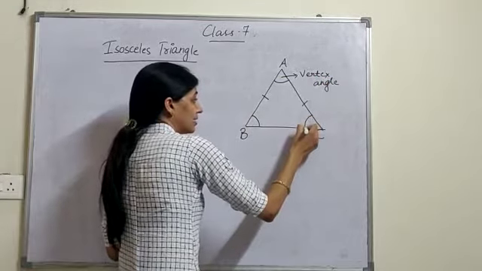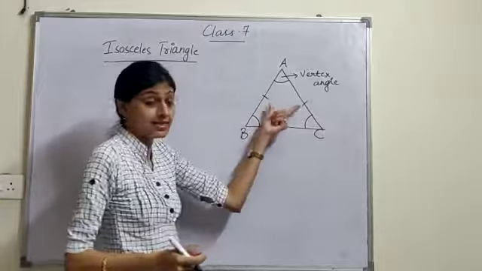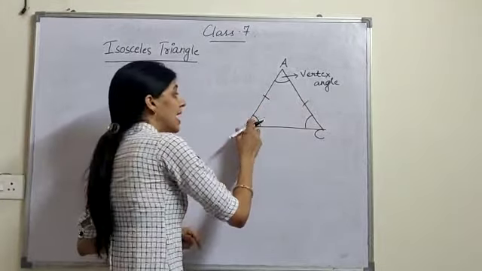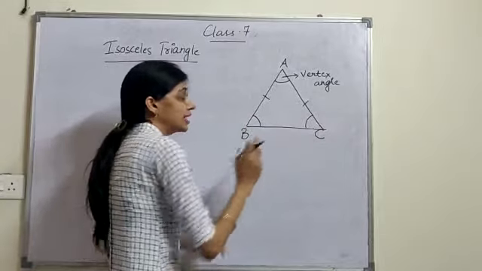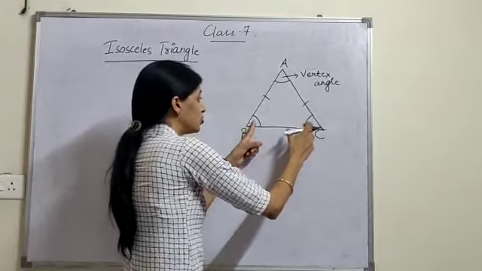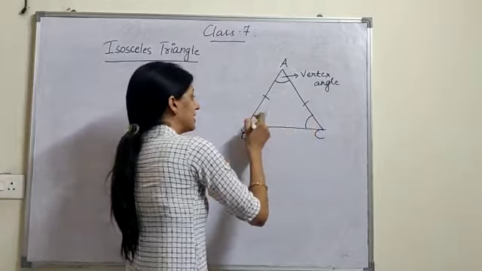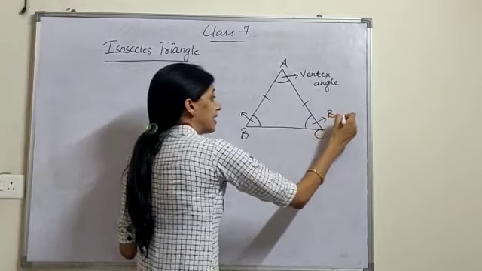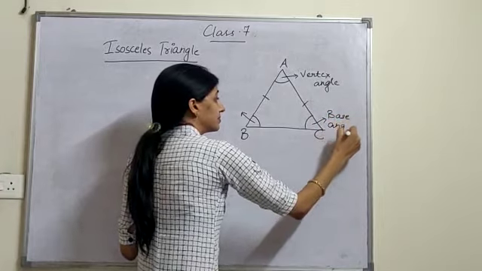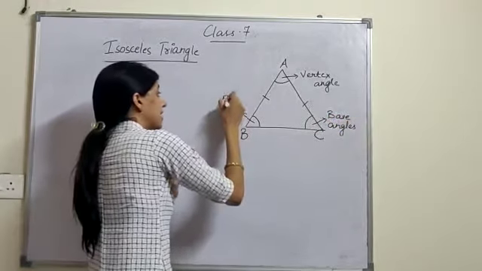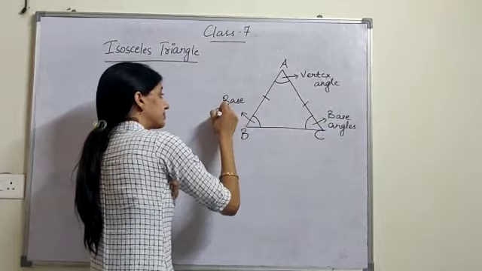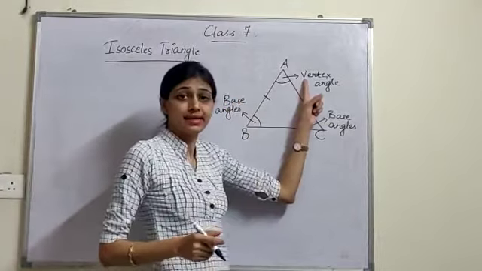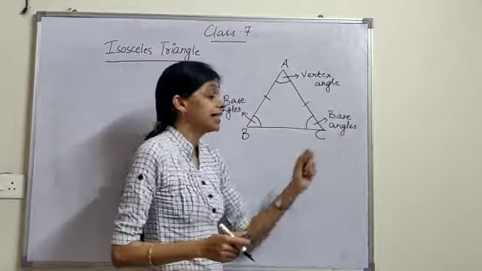and the two angles opposite to the equal sides are also equal. So these two angles with equal sides are known as base angles. Base angles, right? This is the vertex angle and this is the base angle.